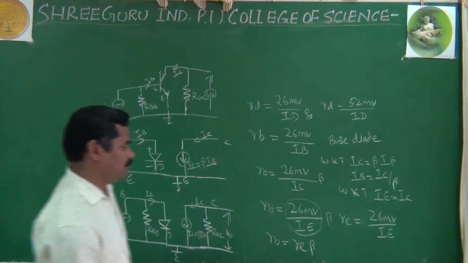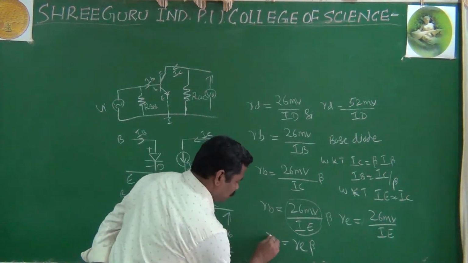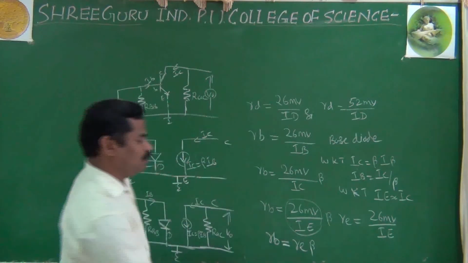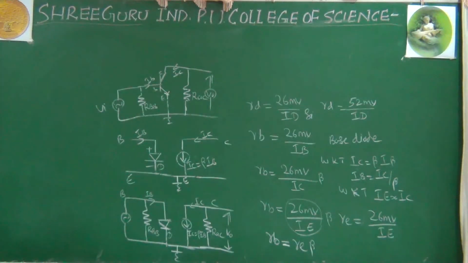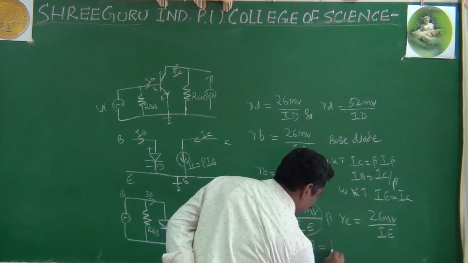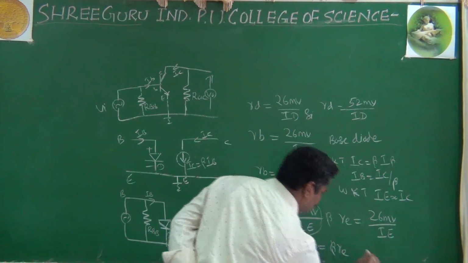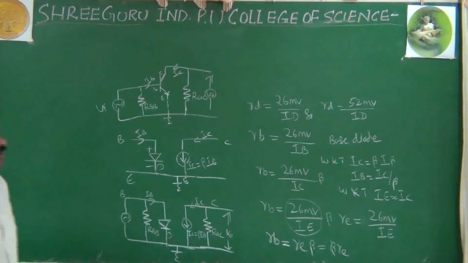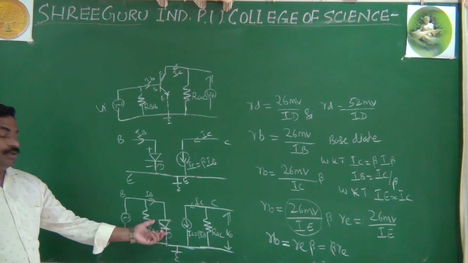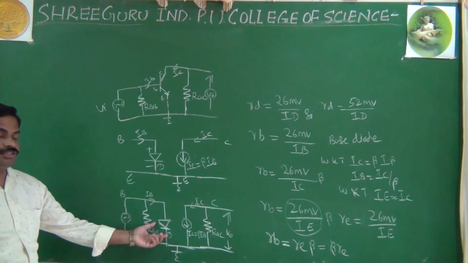This is nothing but the input resistance. It is nothing but the AC equivalent resistance of your diode. You can write it as beta into RE. That is nothing but the AC equivalent resistance of the diode.